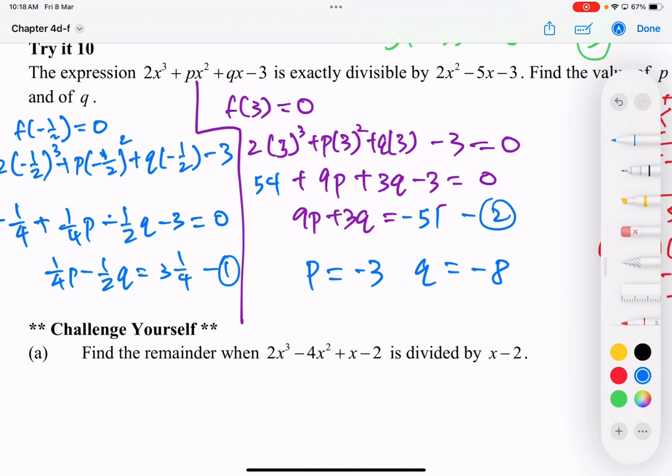0.25 minus half is 3.14. 9x plus 3y is equal. Yes, this is 100% correct, unless the calculator is wrong. No, the calculator is never wrong.